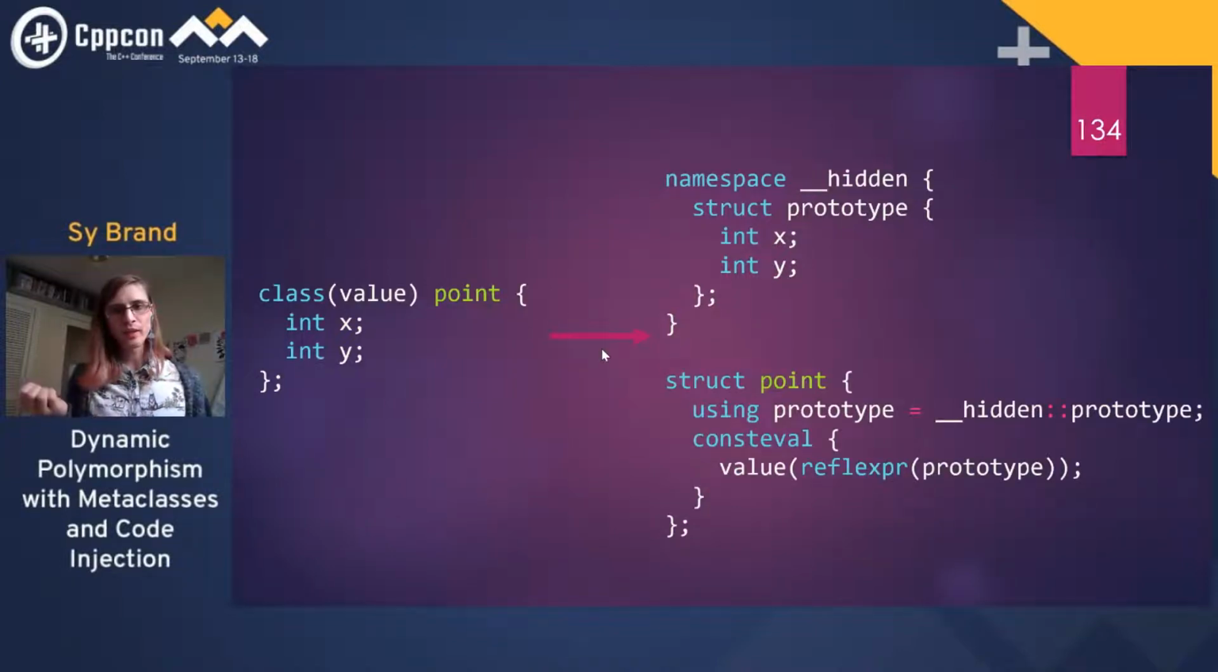Then we define our point class, which calls value in a consteval context. All right, I'll go through that again. We have our point class, which uses value as a metaclass. We just copy the thing somewhere, and then we call value on that type, which we generated. And this is metaclasses in a slide. Based on all that we learned about static reflection and code injection, this builds upon it and has a kind of simple looking implementation, but gives you a lot of power and expressiveness.